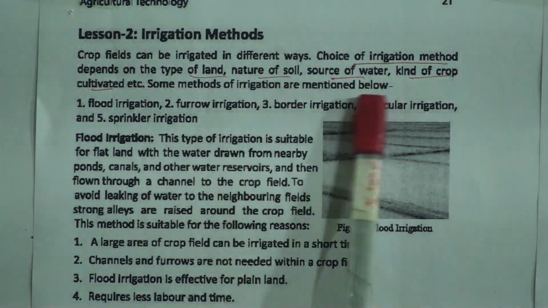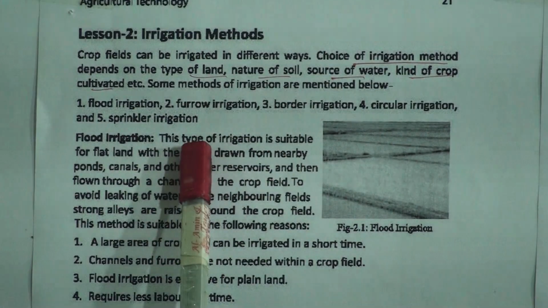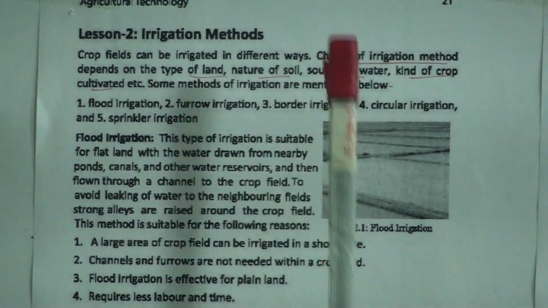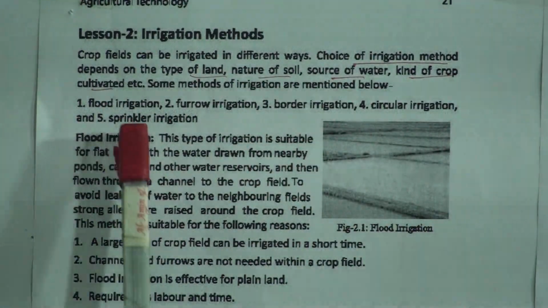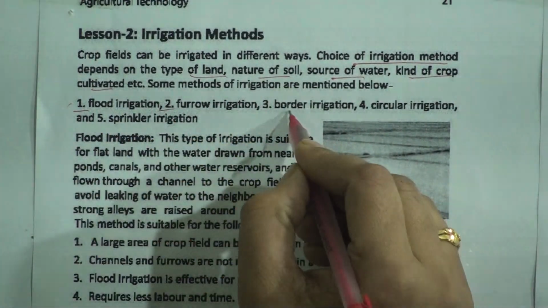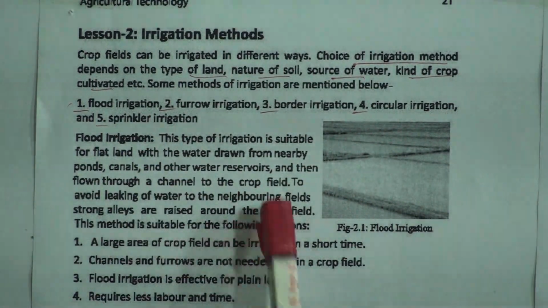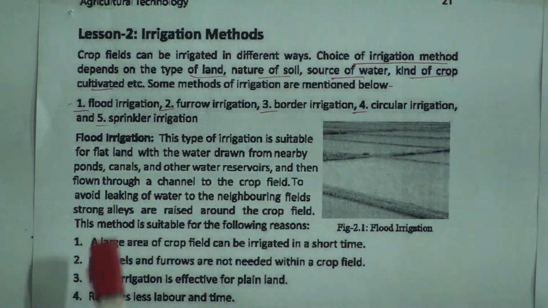Some methods of irrigation are mentioned below. Number 1, flood irrigation. 2, furrow irrigation. 3, border irrigation. 4, circular irrigation. And 5, sprinkler irrigation. So you have to know these 5 names. These 5 names are very important to know. Now we will know in description.